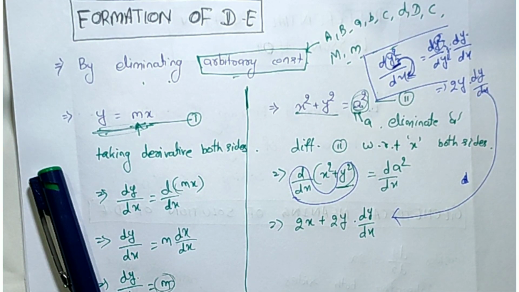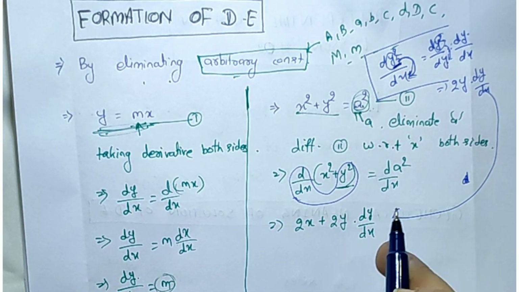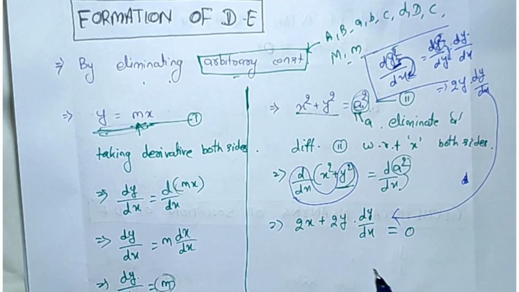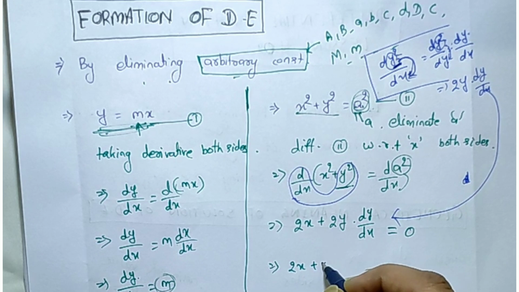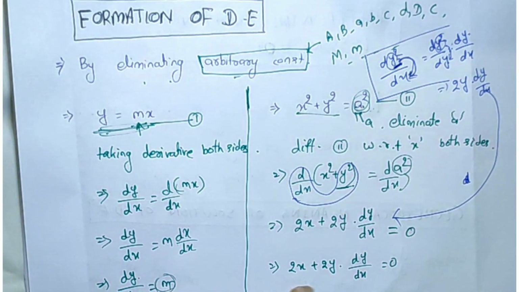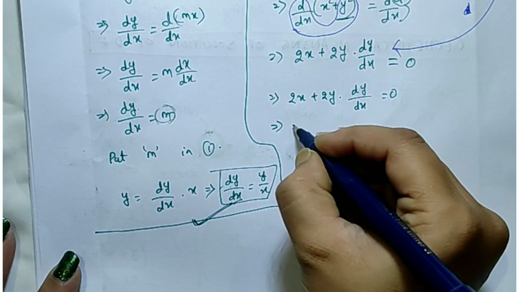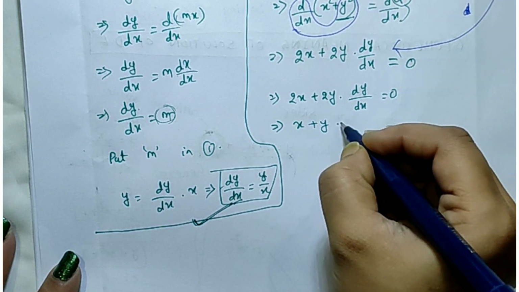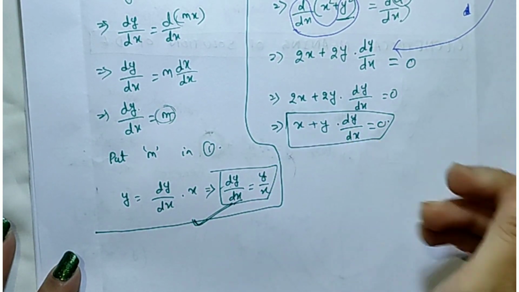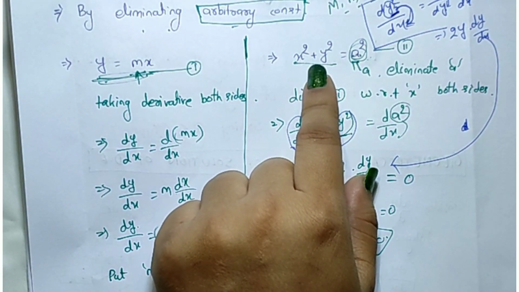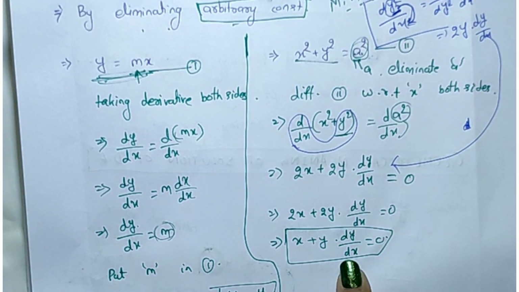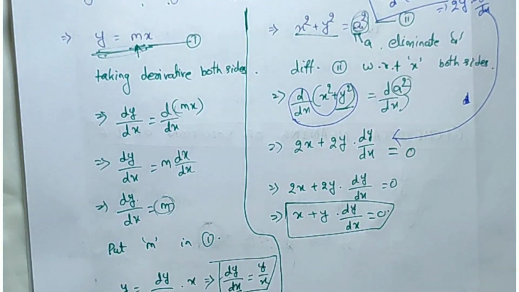Clear? This is the chain rule. Now a square is a constant, so its derivative is 0. This implies that 2x plus 2y into dy by dx is equal to 0. I can take 2 as common and cancel it out, so I have x plus y into dy by dx is equal to 0. Now this is a differential equation. By eliminating this arbitrary constant, we got this differential equation. This is the formation of a differential equation. Clear?